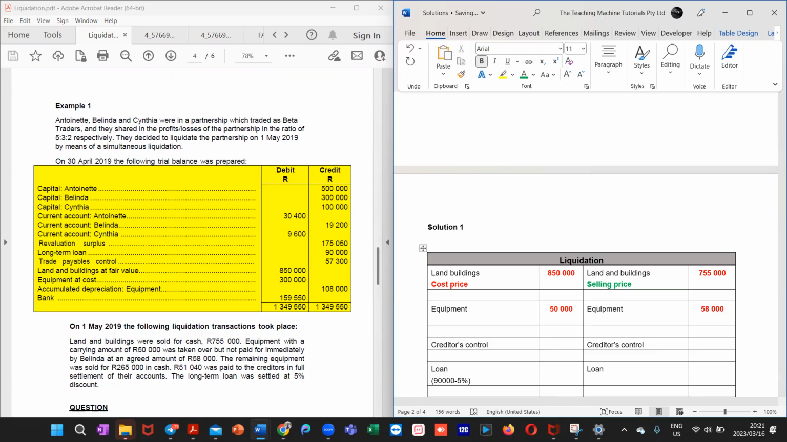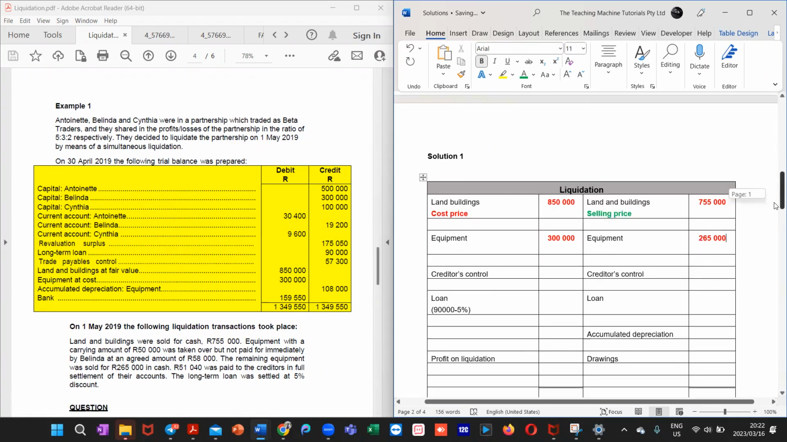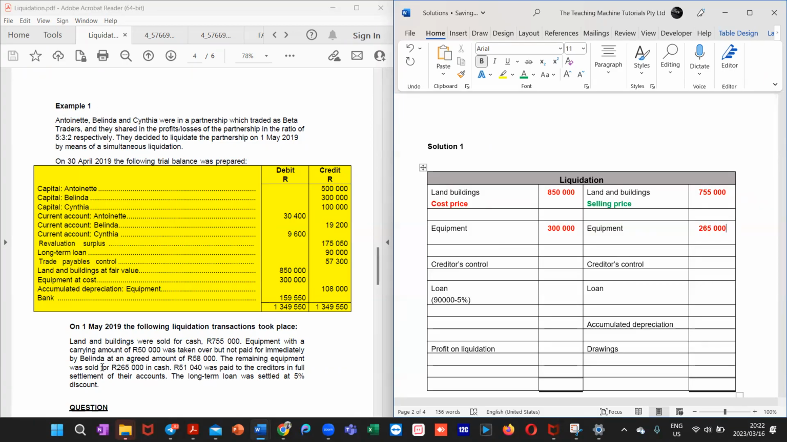All right, so it says equipment with the carrying amount of 50,000 was taken over but not paid for immediately. Oh, okay. It says here, the remaining equipment was sold for cash. All right. So it means it's this 300,000 equipment. And then the selling price is 265,000. And then there's another equipment that was taken by the owner, Belinda. And Belinda agreed to pay 58,000. So that goes under the drawings. Anything taken by the owner is classified as drawings.